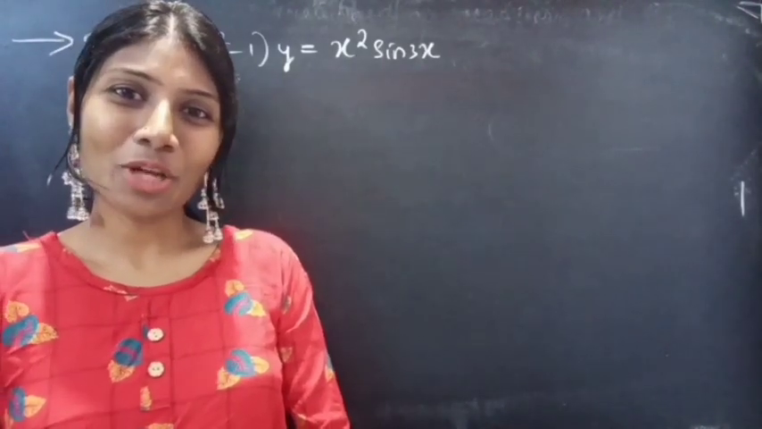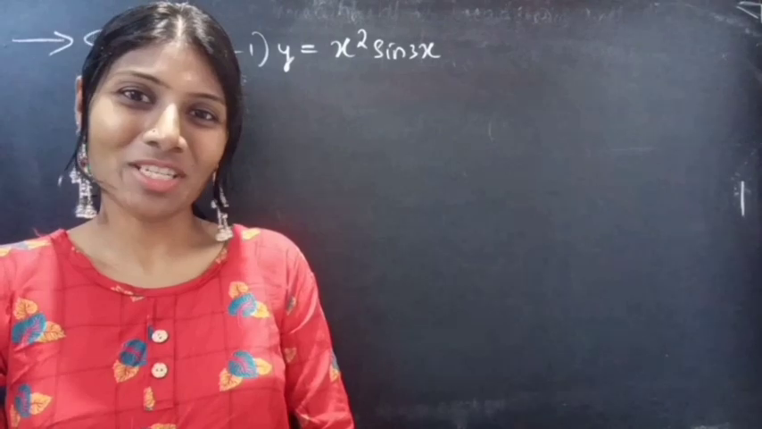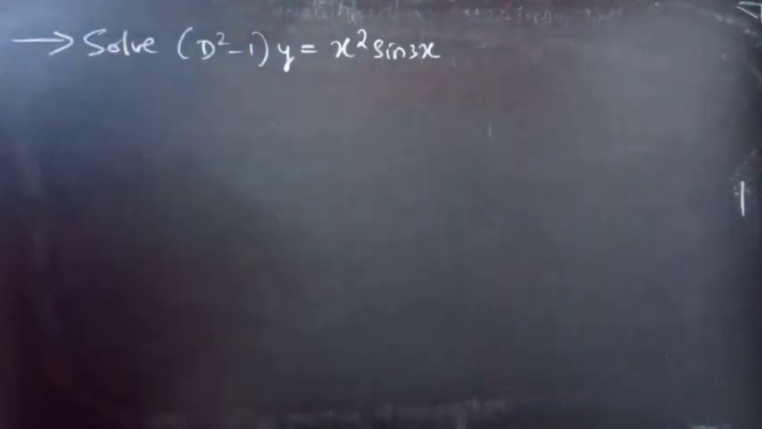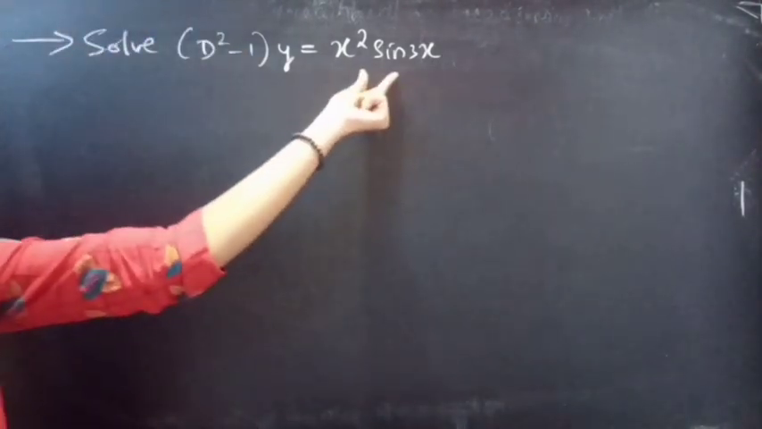In this video, we are going to solve a differential equation from higher order linear differential equation. So let's get going. Problem: Solve (D square minus 1) y equals x square sin 3x.